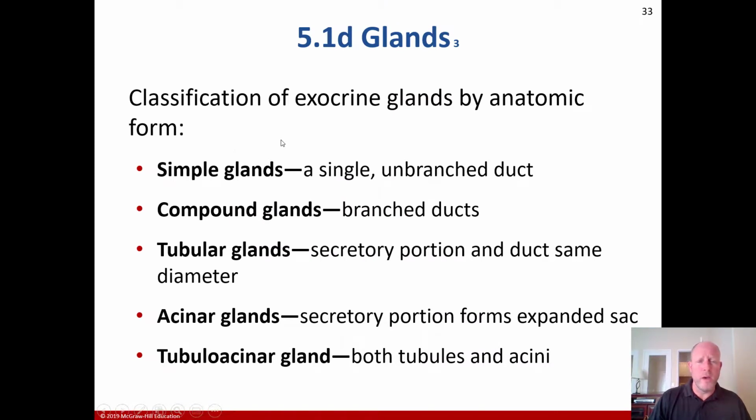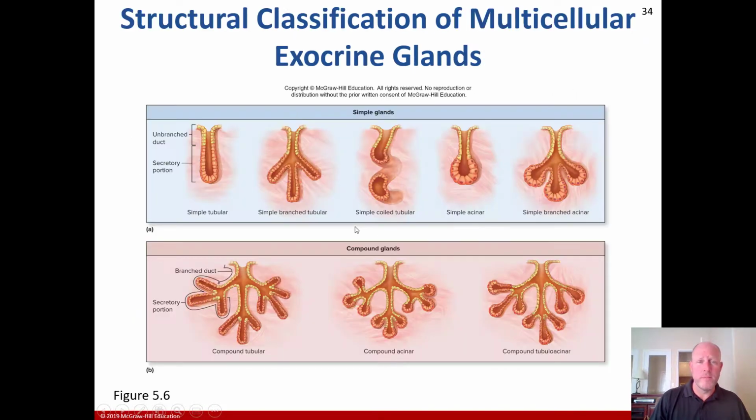As far as the glands go, we have the simple glands with a single unbranched duct, compound with branched ducts, tubular glands with the secretory portion and the duct of the same diameter, acinar glands, where the secretory portion forms an expanded sac, and tubulo-acinar glands, with both tubules and acini. So we have our simple tubular, simple branched, simple coiled, simple acinar, and simple branched acinar for the simple glands. Then for the compound glands, you can see much greater branch-like structures here. We have our compound tubular, compound acinar, and compound tubulo-acinar.